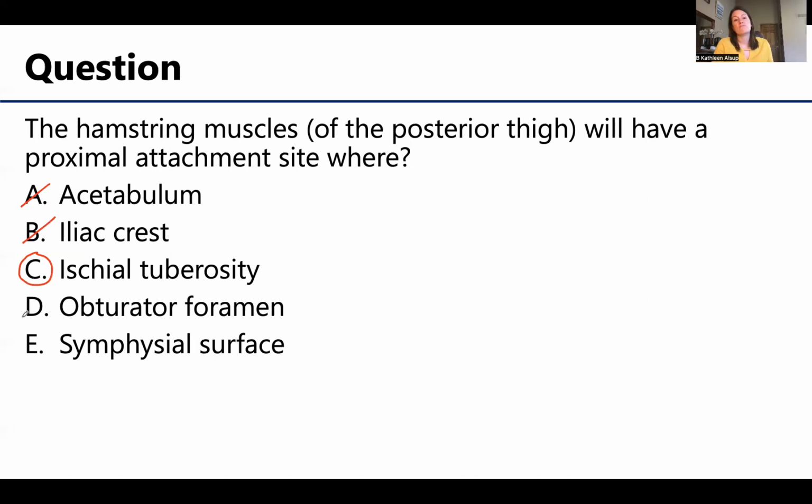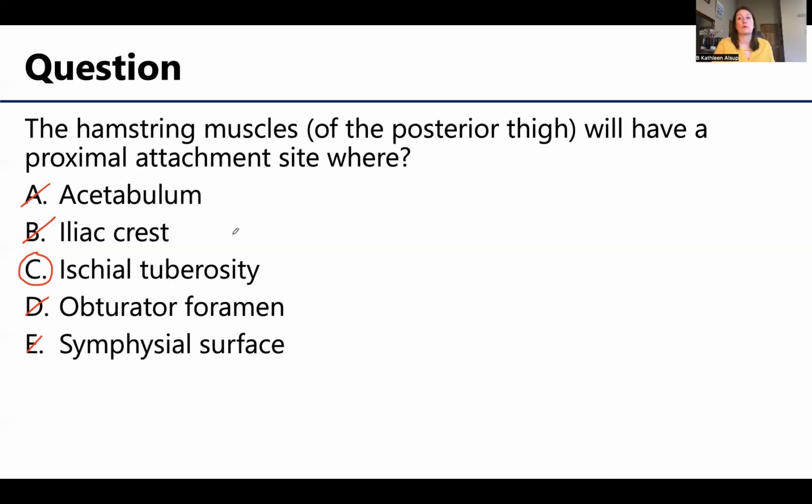Obturator foramen, not the correct answer. It's going to be completely occluded or filled in with the obturator membrane, which does have muscle attachment on either side, but not specifically the hamstring muscles. And then symphyseal surface, that's going to be on the medialmost portions of the pubic bones. They're going to be important in terms of forming the pubic symphysis, but not important in terms of the attachment site of the hamstring. So this is more anteriorly placed, so that wouldn't make sense in terms of the hamstrings attaching there.